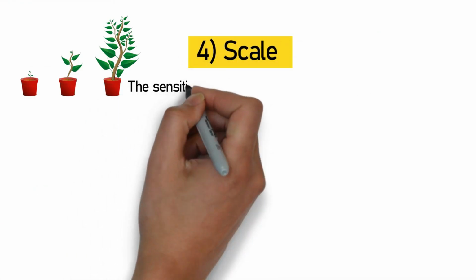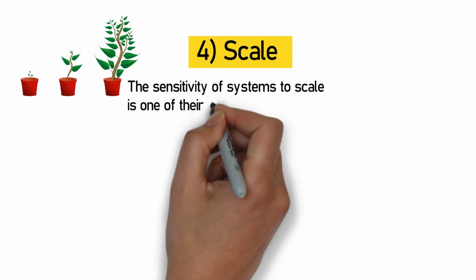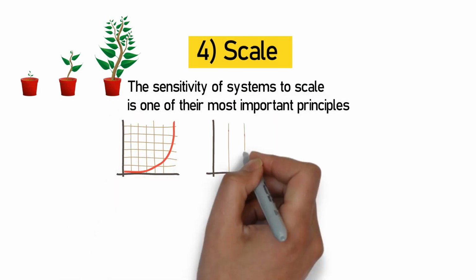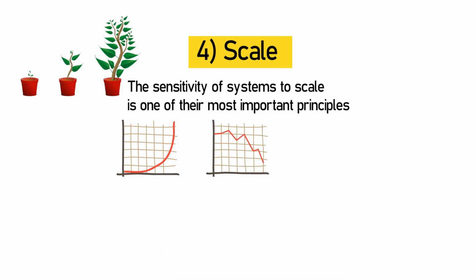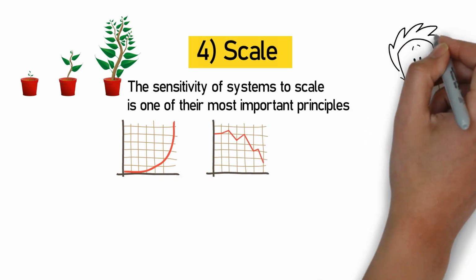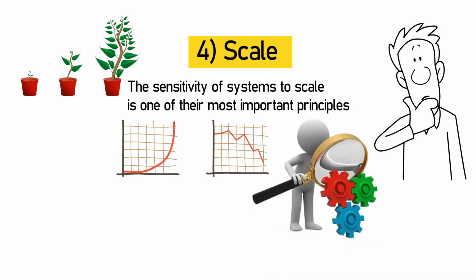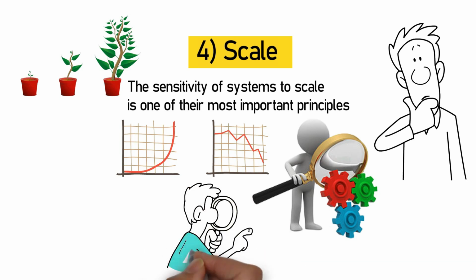Number 4, scale. The sensitivity of systems to scale is one of their most important principles. When you scale up or down, properties or behaviors tend to change. When studying complex systems, we must always be able to roughly quantify the scale at which we are observing, analyzing, or predicting the system, at least in orders of magnitude.